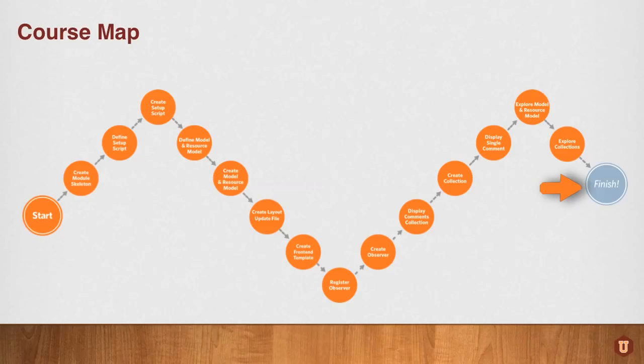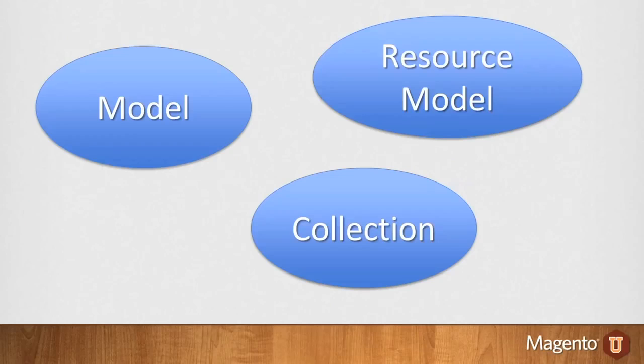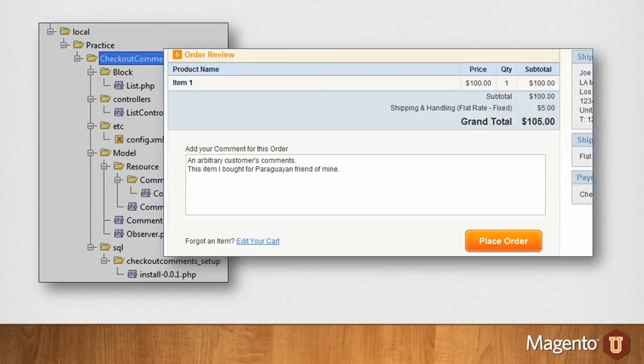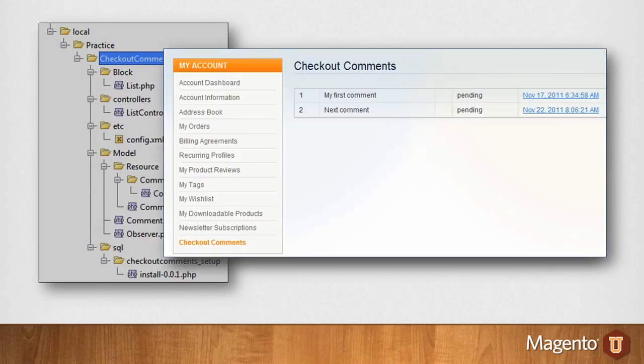Congratulations! Now we've reached the final point of our long story. In this third course, you learned how to use a model, the M letter of MVC. You got a detailed understanding of the model, resource model, and collection concepts. You created a working model capable of storing customer comments in a database. Then, you extended the model's functionality by adding a collection. That allowed a customer to find all his comments in the customer profile.